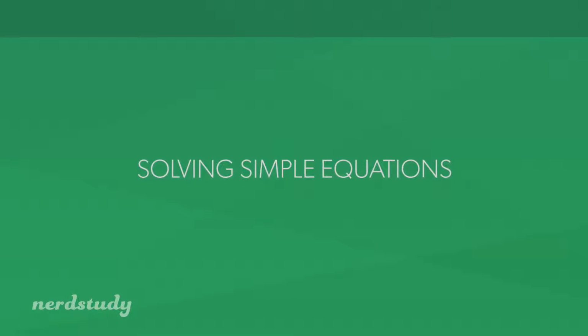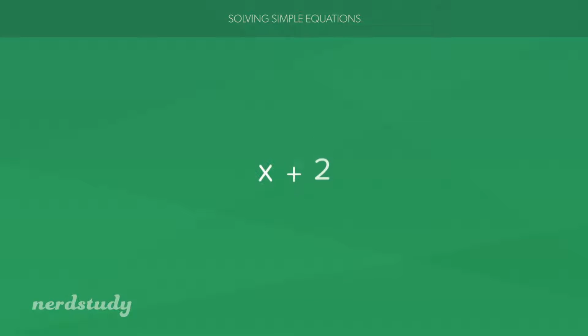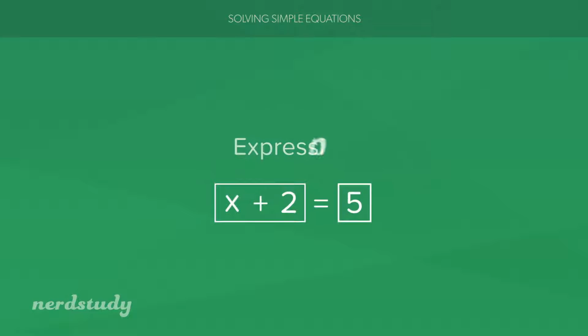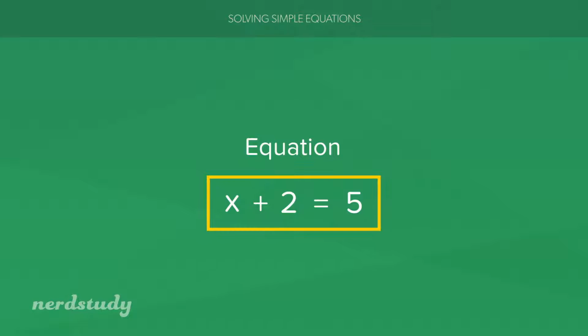Let's think back to a concept that we learned several videos ago. We know that this is an algebraic expression, but we will oftentimes be in a situation where an expression is accompanied by an equal sign and then another expression. Let's say 5. When we have an expression equal to another expression, we no longer call this line an expression. Instead, we call it an equation.